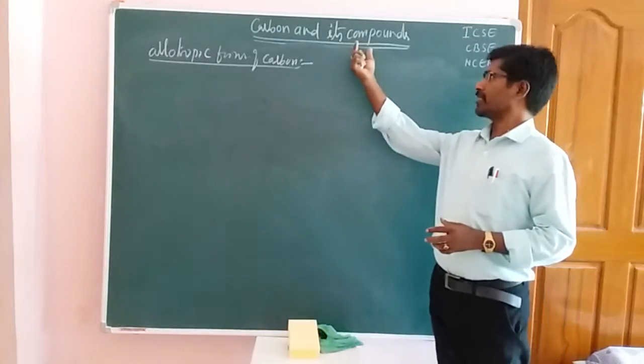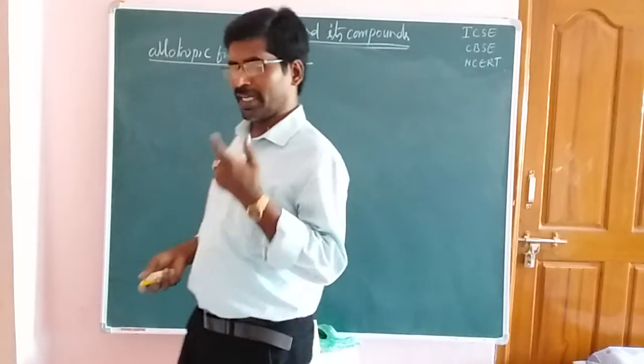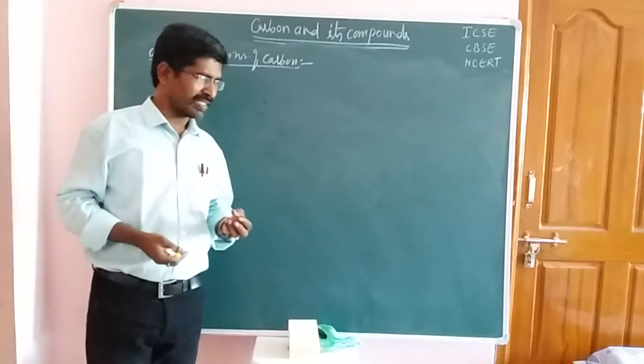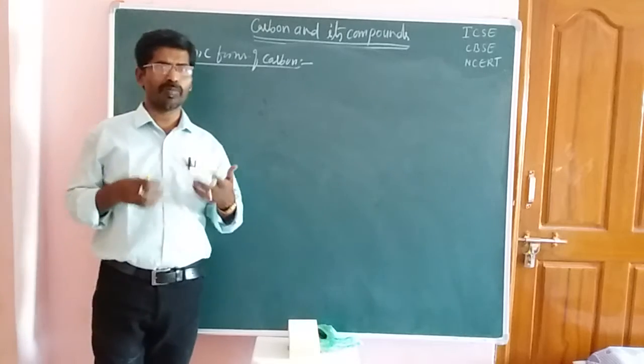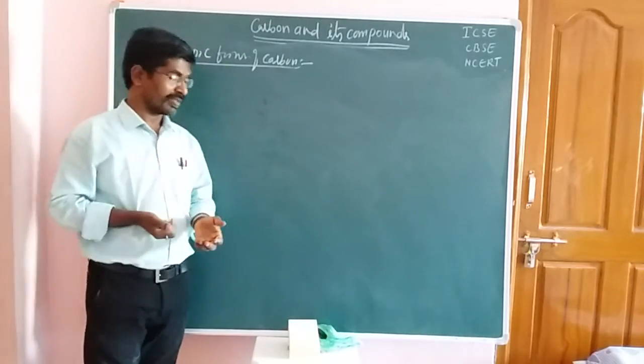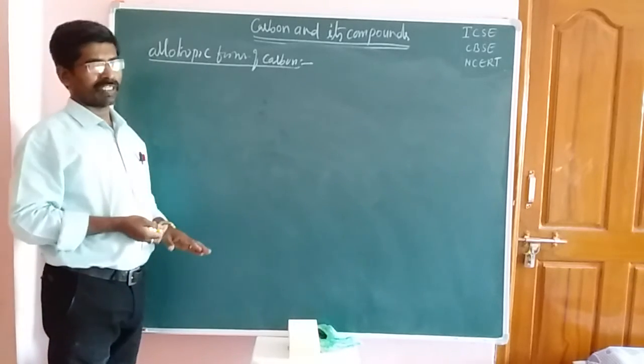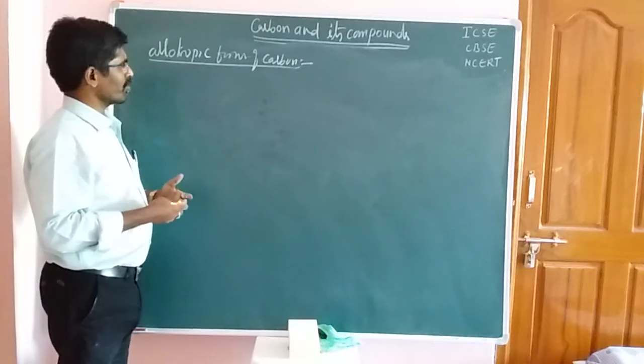Now in this chapter, carbon and its compounds, carbon is the versatile element. It can form different types of compounds, millions of compounds. Okay, students, millions of compounds. Now here carbon exhibits the allotropic property. Now what is meant by allotropic property?